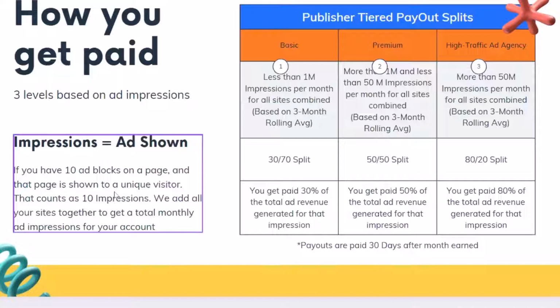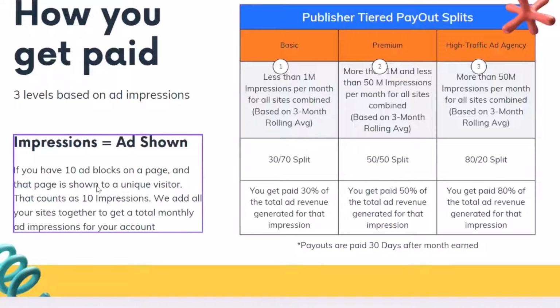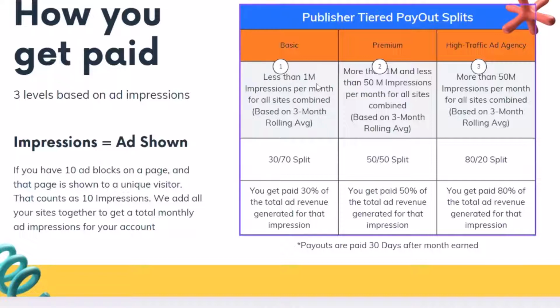Now, as a publisher, you can put in as many sites as you want. Okay, here's the basic levels. If you have less than 1 million impressions per month for all your sites combined, you're going to start out as a basic. Okay, and we're going to base this on a 3-month rolling average. After 3 months, if you're up to an average of 1 million impressions per month, let's say you've got 10 ad blocks per page, what that really is 100,000 page views.